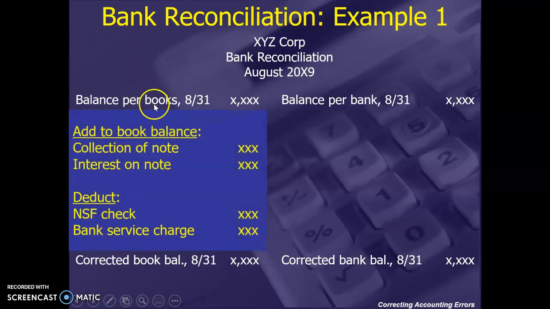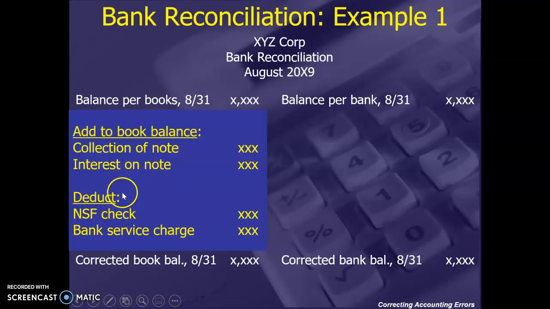So when we look at our book side, there are going to be things that we add and things that we deduct. The things we're going to add that they listed before, so we collected a note as an example. So that was somebody paying us money. The bank took in that money, but we didn't know about it. So it's going to go on our book side and it's going to increase our books. So the note and the interest. We do list these separately so that when we get to the journal entries, we know the difference between the two. So that's why they would be one transaction probably, but we list them separately.